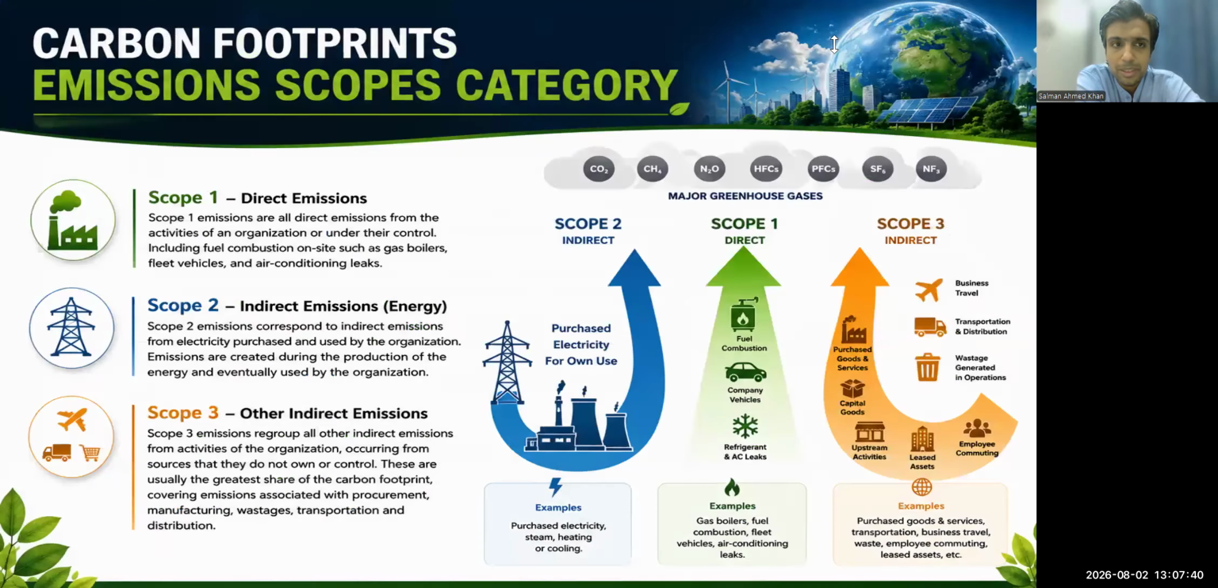So these carbon footprints are divided into three scopes. Scope number one is about the direct emissions, emissions which are direct from the activities of the organizations or under their control, including fuel combustion such as gas boilers, fleet vehicles, air conditioning leakages, energy production, etc. The second one is the indirect emissions from electricity purchased and used by the organizations.